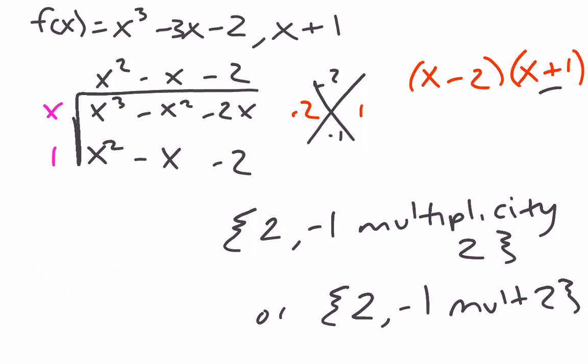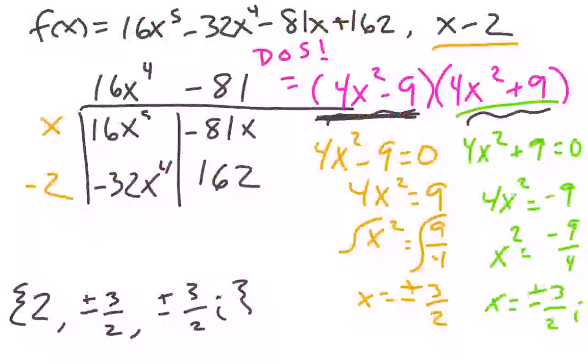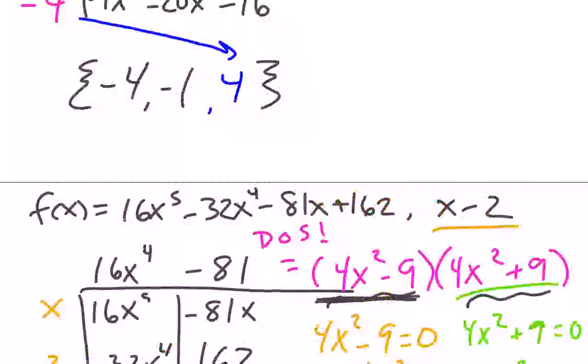So let's just scan through and see how we end up with the right number of zeros. So this is cubic, so I should have 3. And I have 2, and then I have negative 1 twice, so that gives me my 3 zeros. The previous problem was cubic, and I had 1, 2, 3 solutions. The one before that was supposed to have 5, and I have 1, positive 3 halves, negative 3 halves, positive 3 halves i, negative 3 halves i, so that gives me 5.